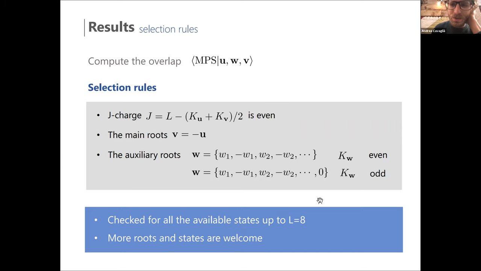There is a question. Kostya? Have you checked that the boundary state is annihilated by, say, the third charge, the next charge of the hierarchy? This we haven't checked, but it would be good to check. We only checked this selection rule.